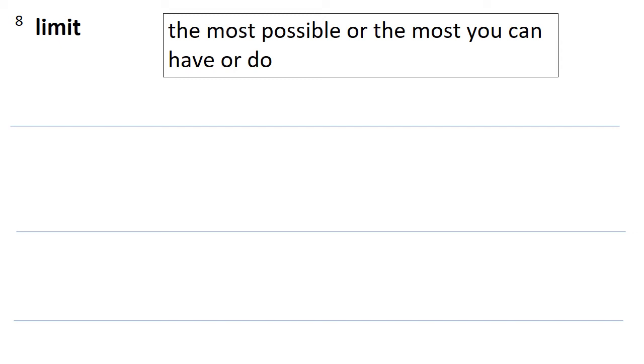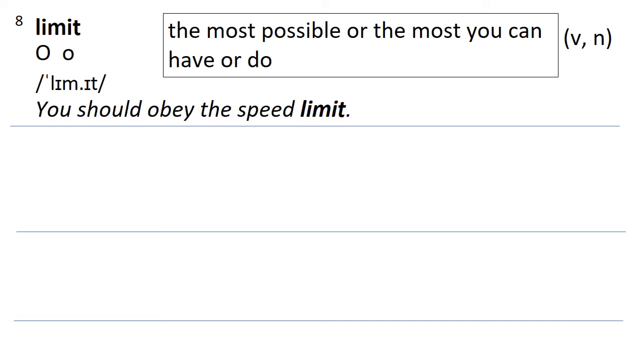Okay, number 8 is limit. Limit is the most possible or the most you can have or do. It's a verb or a noun. How many syllables are in limit? 2 stresses on the first. Limit. You should obey the speed limit. So this is for driving. Don't drive too fast.